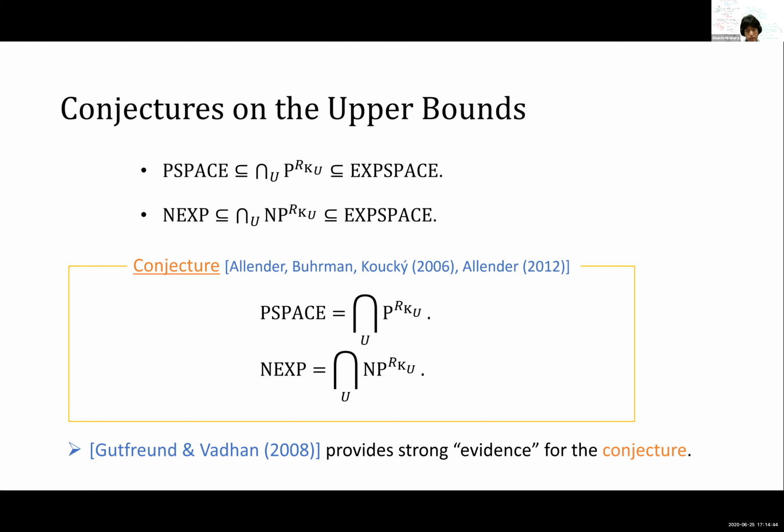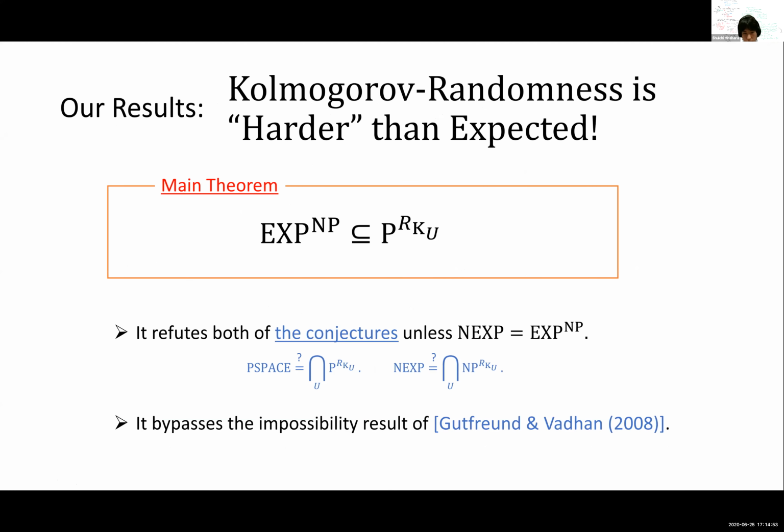In fact, there is a work by Goodholm and Burden which provides strong evidence for this conjecture. What we are able to show is that, surprisingly, the conjecture is quite likely to be false. Namely, we were able to prove the lower bound from PSPACE to EXP^NP. And this refutes both of these conjectures. What is interesting is that it bypasses the impossibility result of Goodholm and Burden.